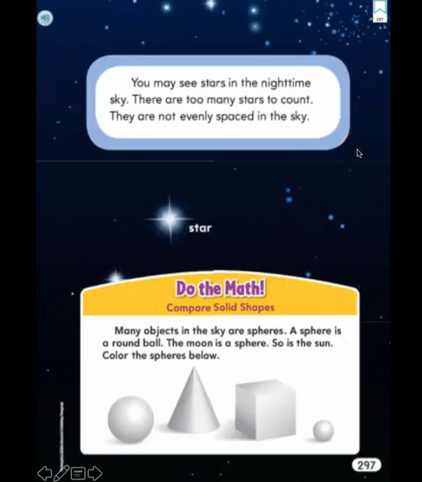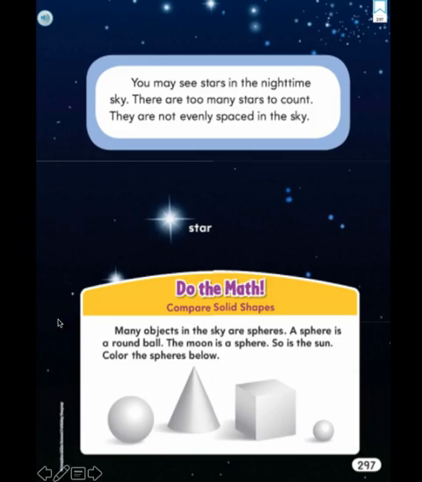You may see stars in the nighttime sky. There are too many stars to count. They are not evenly spaced in the sky. So some stars are farther apart and some stars are closer together. And here's a picture of a star. The sun is also a star, but it's much closer to the earth, so it looks like it's bigger.